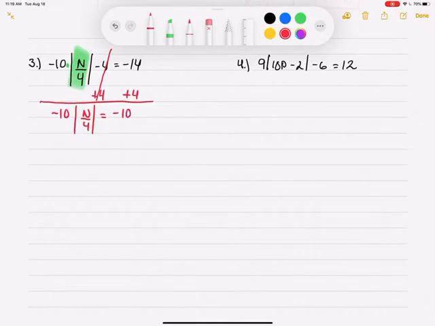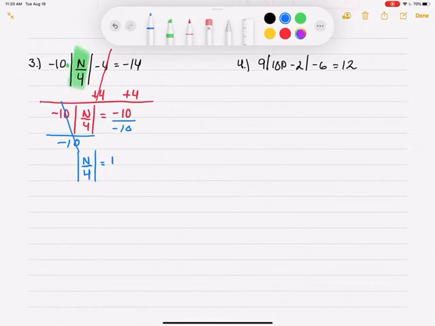Then I need to get rid of the negative 10 on the left by dividing both sides by negative 10. The 10s will cancel, and I have the absolute value of n divided by 4 is equal to 1.